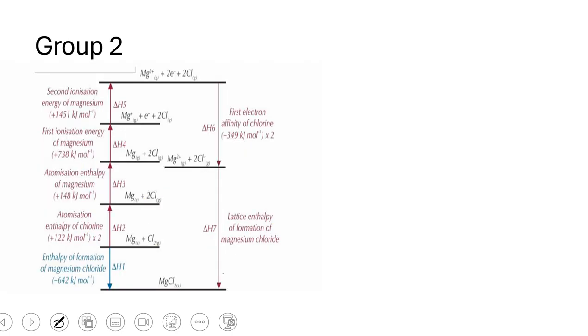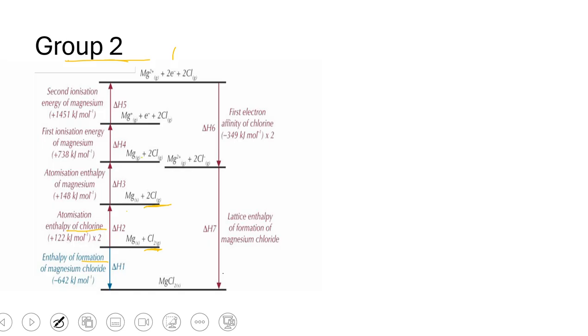Moving on. This is also the Born-Haber cycle, but this is for group 2. For group 2, magnesium is 2 plus, so it will go through the first ionization energy and also through the second ionization energy. So their values will be twice. The diagram is a little bit different. This is the enthalpy of formation, just like we saw at first, and the enthalpy of atomization of chlorine, since chlorine is the one going from its standard state to gaseous ion in 1 mole. So this is the atomization of chlorine.